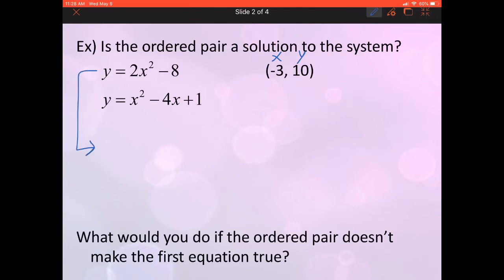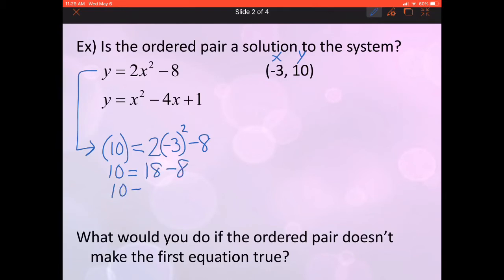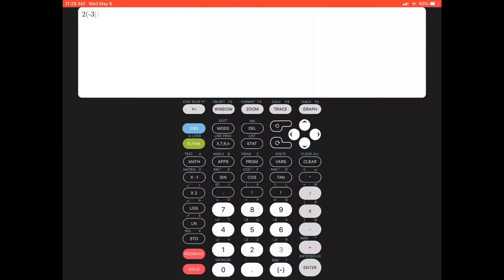So this time there's a y first, so I'm going to plug in 10. I like to use parentheses when I substitute it in. Equals, there's a 2, and then the x is next, so I'm going to put a parenthesis and put in the x number squared minus 8. So I check to see if that's true. So I know that negative 3 squared is 9, and I know 9 times 2 is 18. So I have 18 here minus 8, and 18 minus 8 is 10. Please feel free to put the 2 times negative 3 squared, make sure that's in parentheses, minus 8 in your calculator.